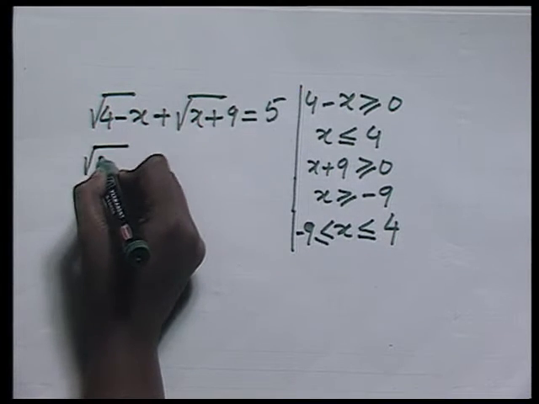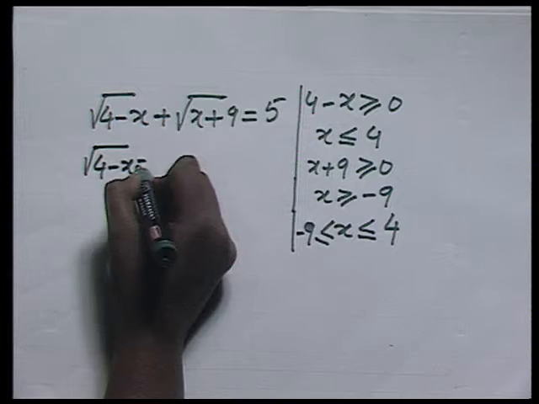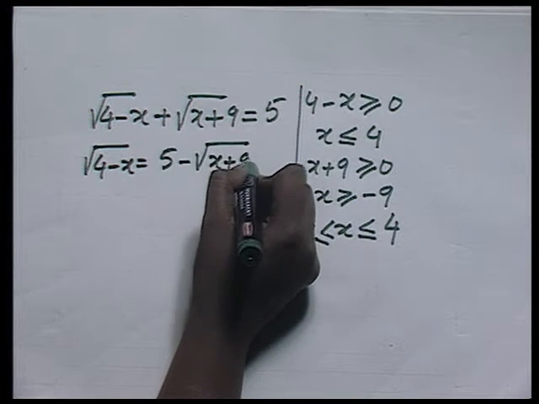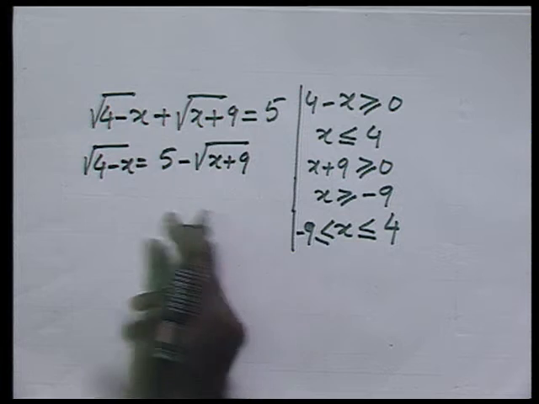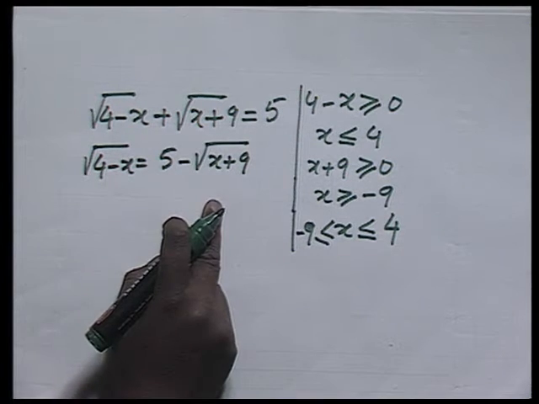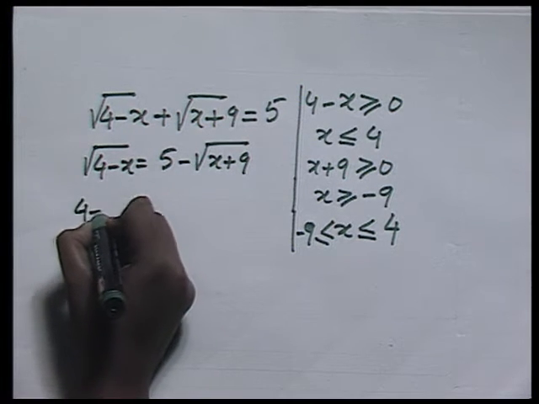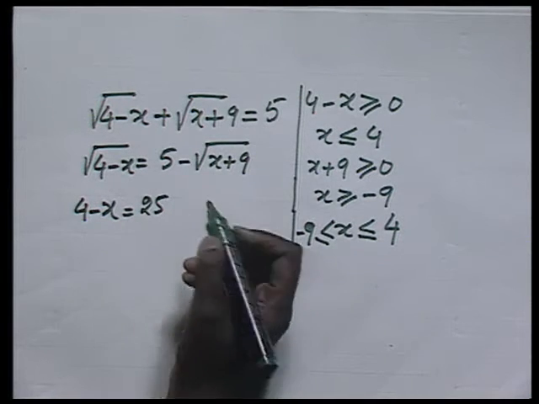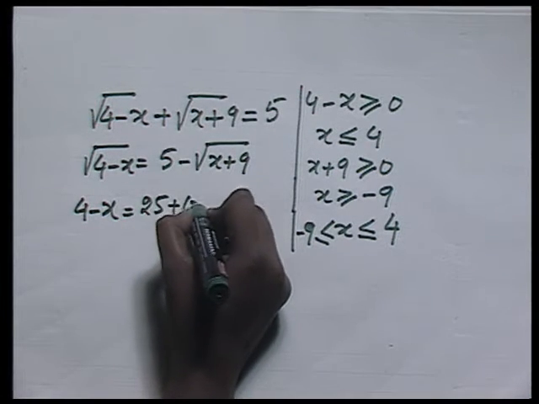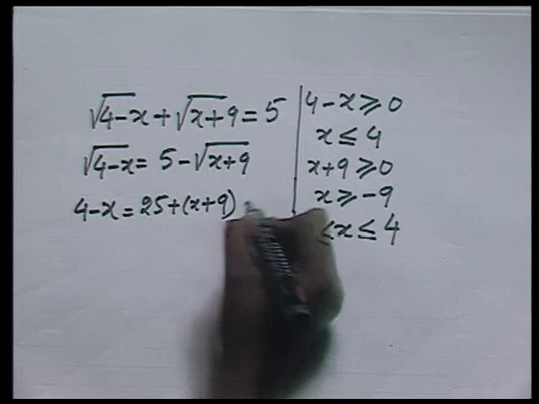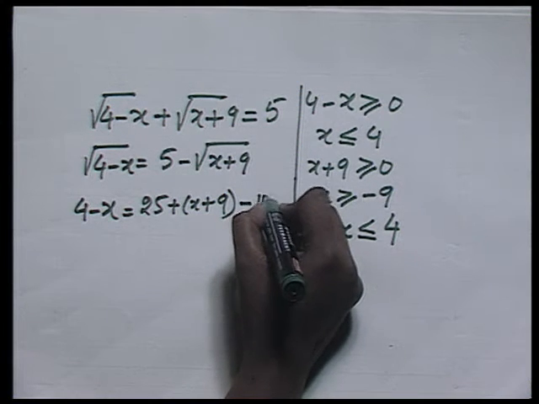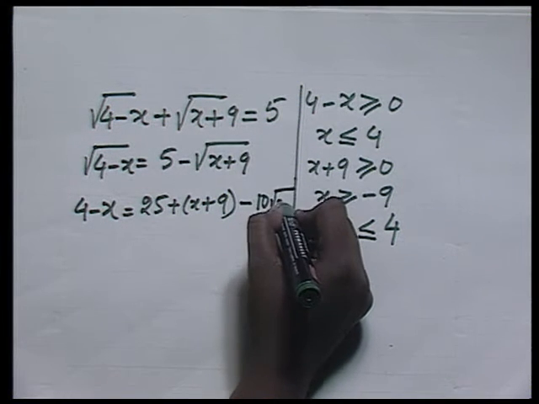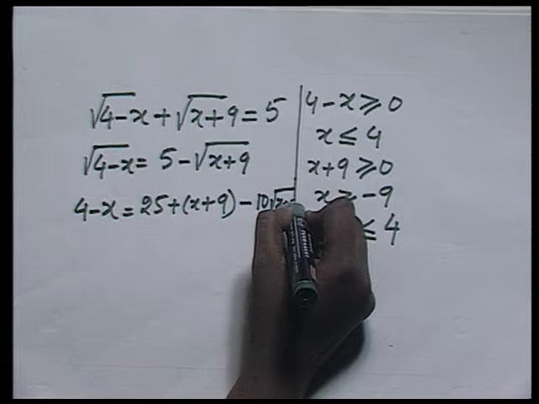What do we get? We have under root of 4 minus x is equal to 5 minus under root of x plus 9. Now, squaring both sides of this equation, we get 4 minus x is equal to 25 plus x plus 9 minus 10 under root of x plus 9.